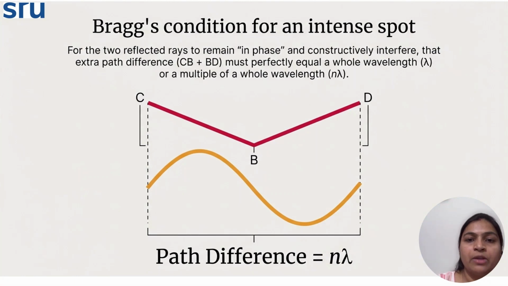As we derived, for getting the intense spot, the path CB plus BD must be such that the two reflected rays remain in phase, giving constructive interference. The extra path difference CB plus BD must be exactly equal to a whole wavelength or a multiple of whole wavelength. That is basically n lambda.